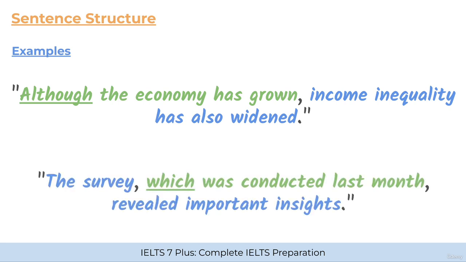The survey, which was conducted last month, revealed important insights. Okay, so another way of looking at this is we can almost go in and take out, omit the green dependent clause. Would the blue sentence still make sense? The survey revealed important insights? Yes. So that is our independent clause here. We've just inserted with 2 commas a dependent clause between them. So that's something you can do as well with the subordinating conjunction which.